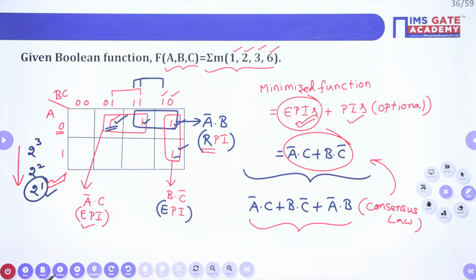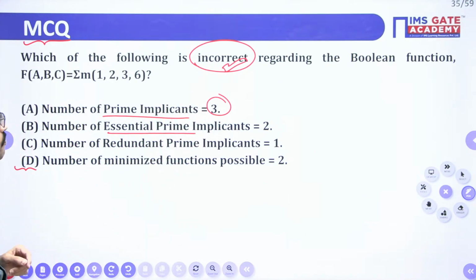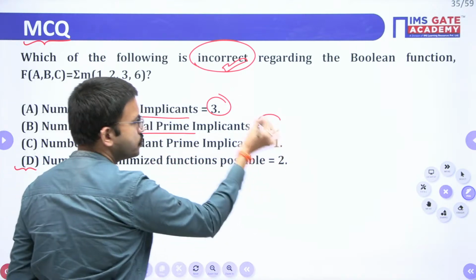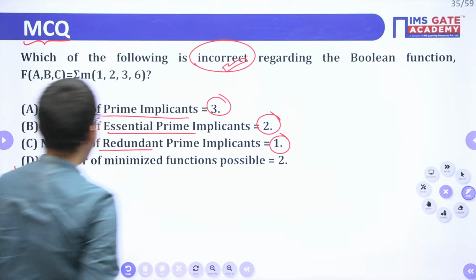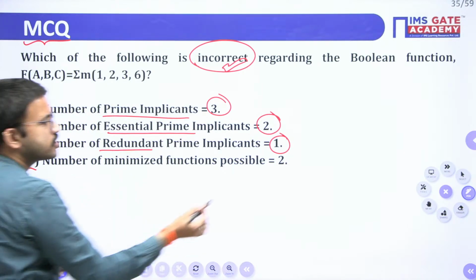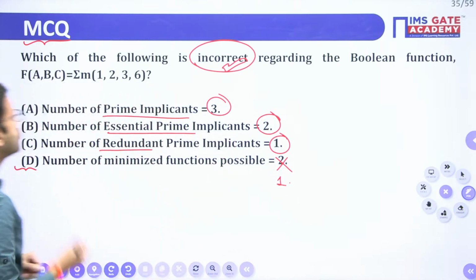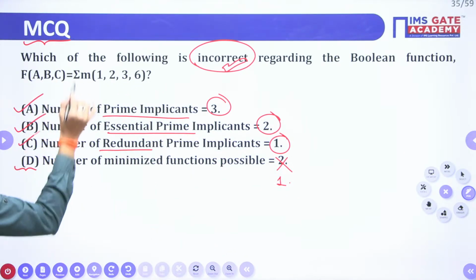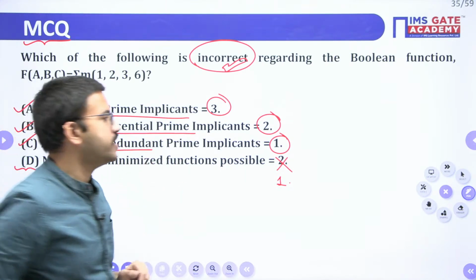So now let us answer this one. Here we got a total number of prime implicants of 3, yes, it's correct. Number of essential prime implicants we got 2, yes, correct. Number of redundant prime implicants, yes, we got 1. And the number of minimized functions possible, here this 2 is not correct, only 1, right? So that means option A, option B, option C are correct. Option D is not correct.